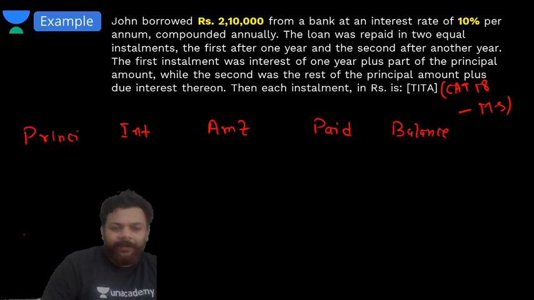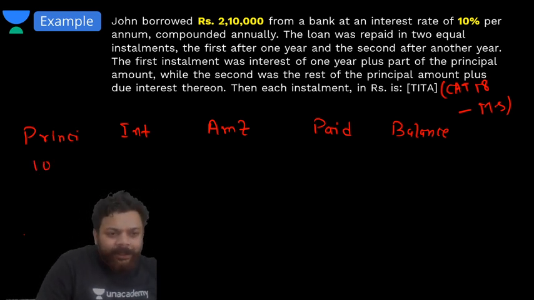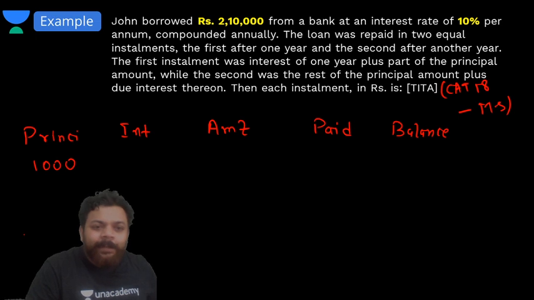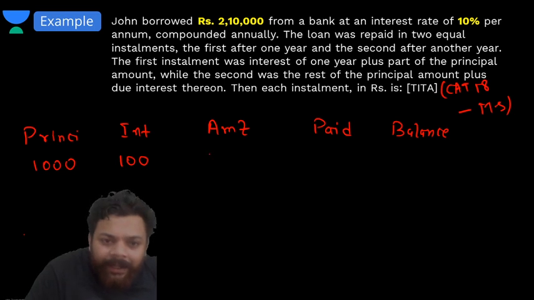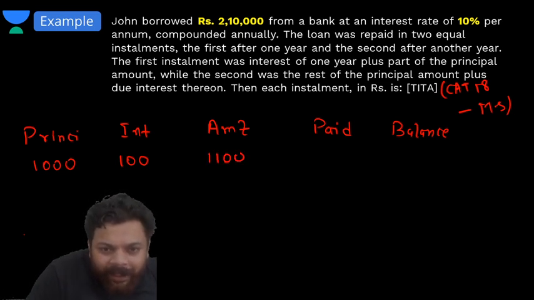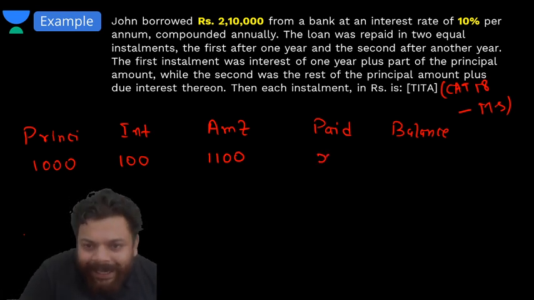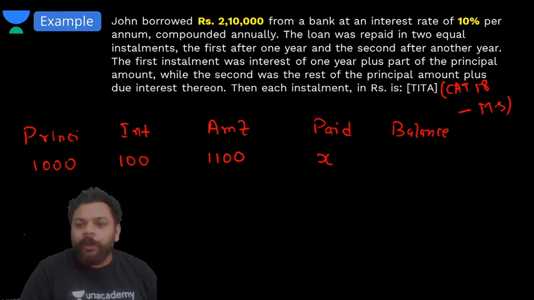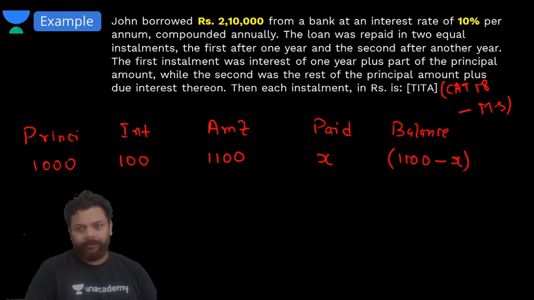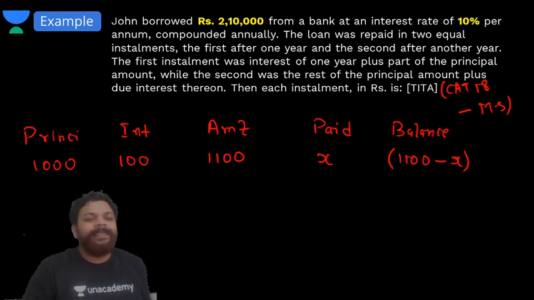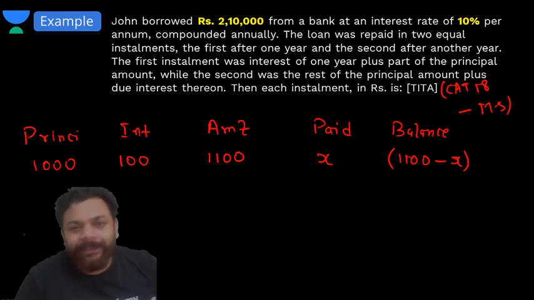For example, if I have borrowed 1,000 rupees at the rate of 10%, my interest will be 100 rupees, and this total amount will become 1,100 at the end of 1 year. And let's suppose I am paying X rupees, so I'll be left with 1,100 minus X. So this is what we are going to do with this question. Instead of 1,000, obviously we'll consider 2,10,000.